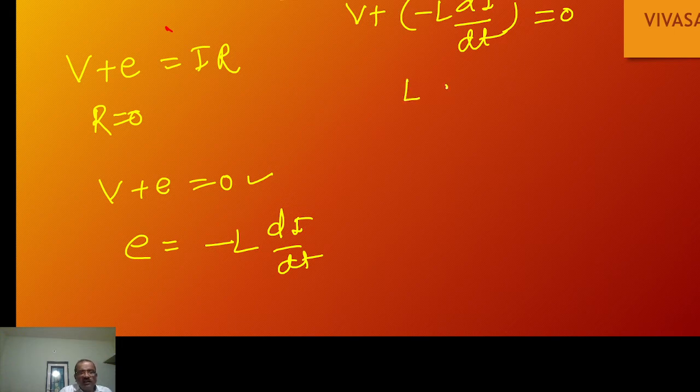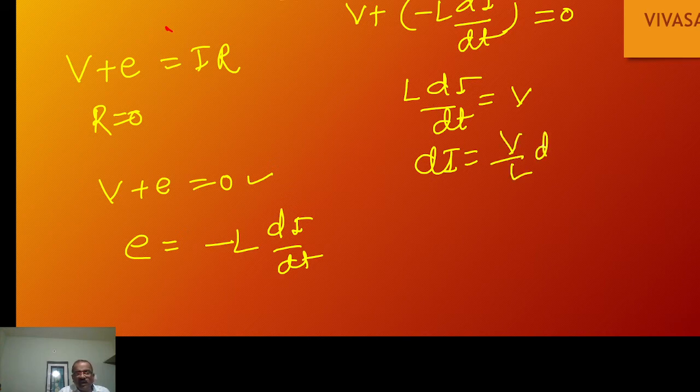Or you can write L into di upon dt is equal to V. And we want current here, that means we write di is equal to, now this L in the numerator comes to the denominator, V upon L into dt. You can call this another equation. This is our second equation and this happens to be your third equation. Now this is equal to V naught sin omega t upon L into dt.